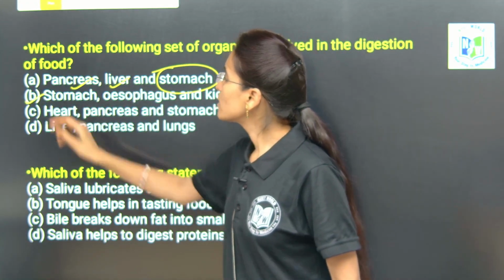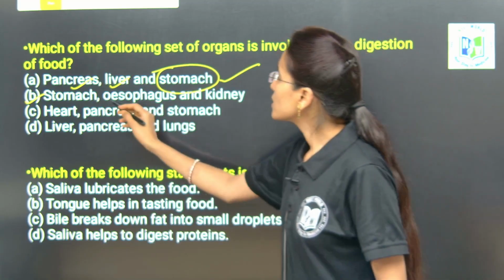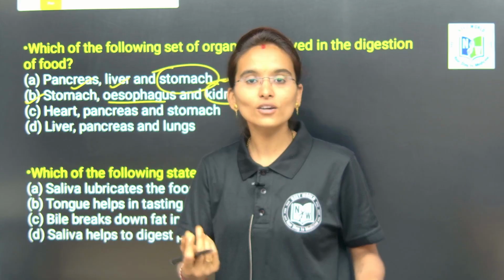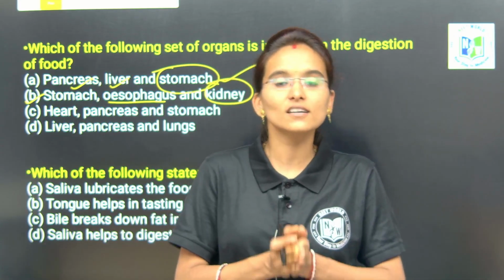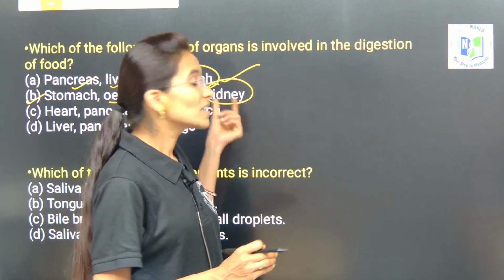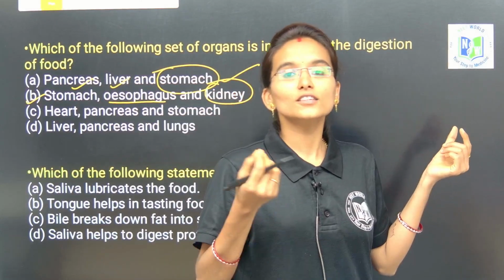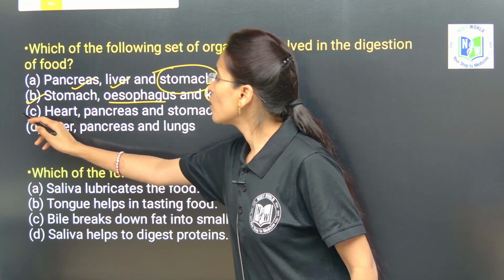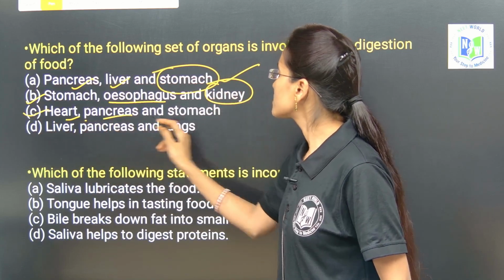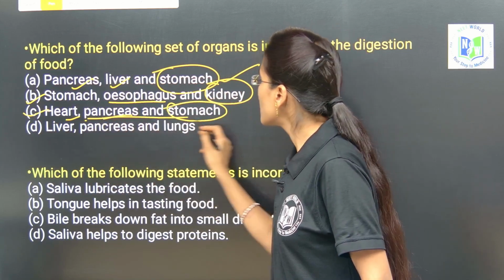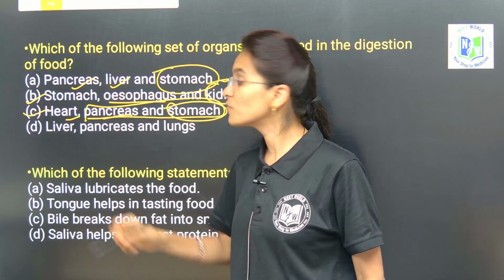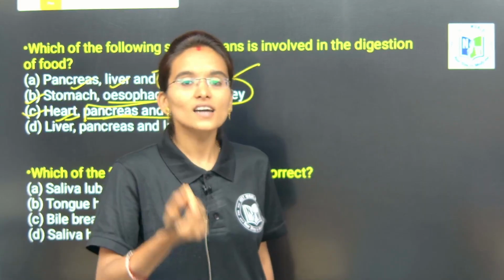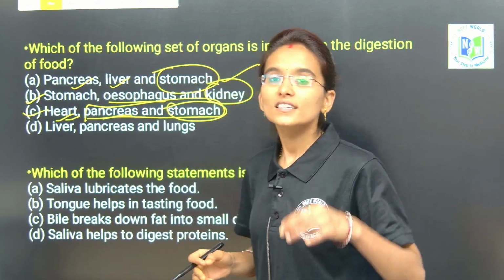And next one, option B, stomach, esophagus and kidney. Stomach and esophagus are organs which are part of the digestive system only, but the kidneys are the organs which are involved in the excretory system. And next one, option C, heart, pancreas and stomach. Pancreas and stomach are part of the digestive system, whereas the heart is the organ which is involved in the circulation process.